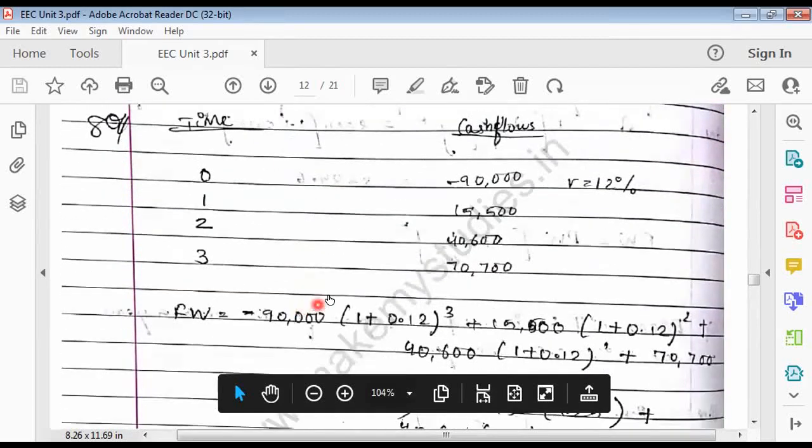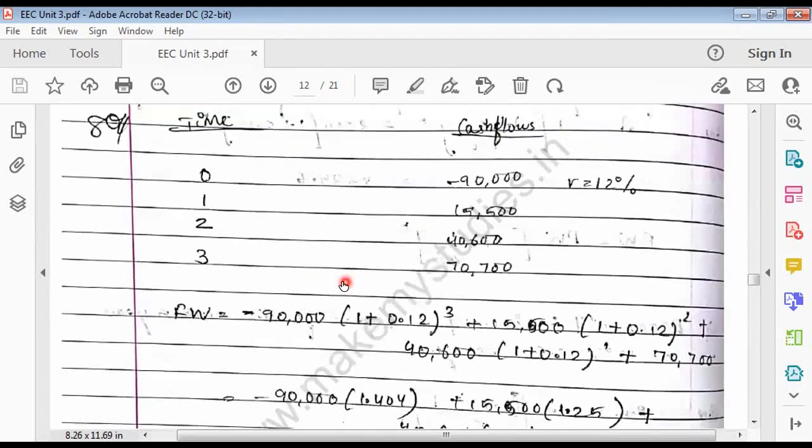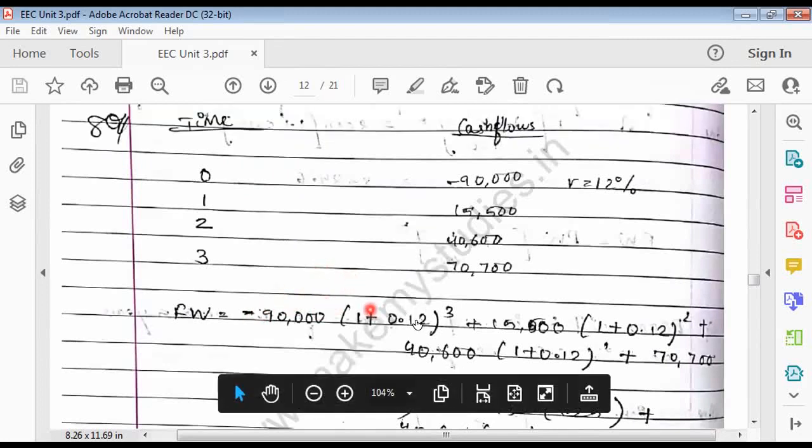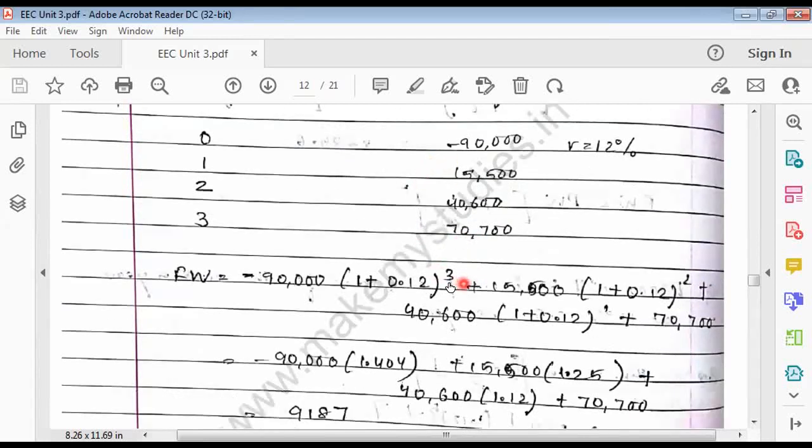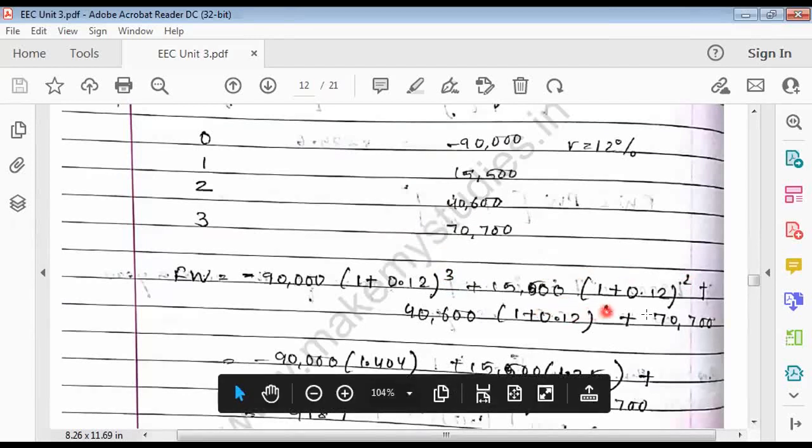Now this question was the last question I was discussing towards the end of the last class, and I hope you remember 90,000, minus 90,000, it is the investment. Clear from the table that it is the only value having a negative sign, so it is the investment. The rest of the amounts that you see without negative signs are returns that you expect to earn every year. In the first year it is 15,500, in the second year it is 40,600, and in the third year it is 70,700. And when you try to find out, look at the powers of each. Here it is 3, here it is 2, here it is 1, here there is no power.